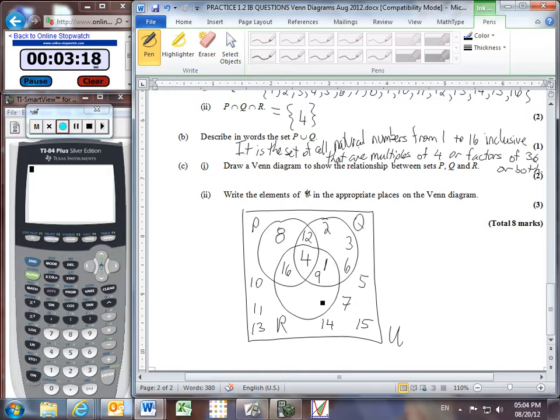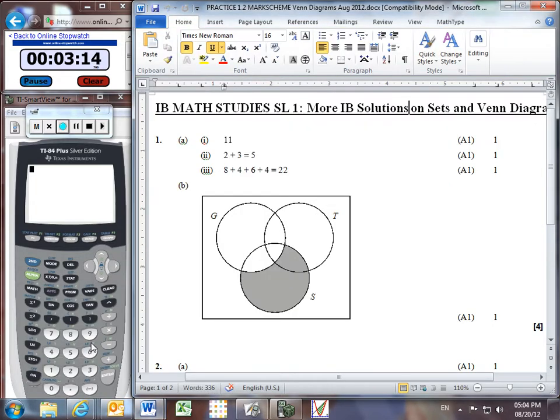Now I just want to have a look at the solutions. So we'll scroll through quickly the actual IB solutions here. Number 1A was 11, that's right. 5 that were in these 2 sections together. And 8, 4, 6, and 4 gave us a total of 22. Great. Remembering the 4 that was on the outside, right? And you'll see it's 1 mark for each correct answer. And also in part B, it's 1 mark for correctly shading the region that is not in G, but is in S.